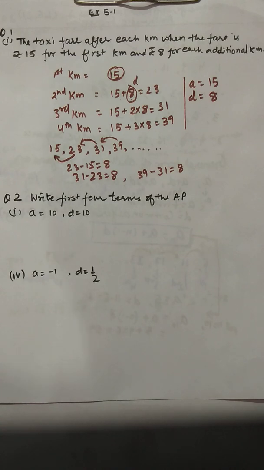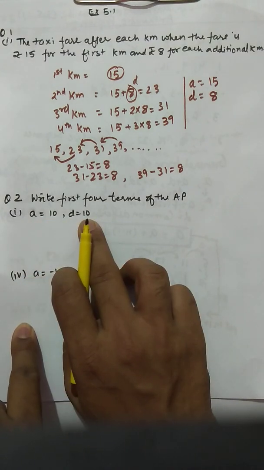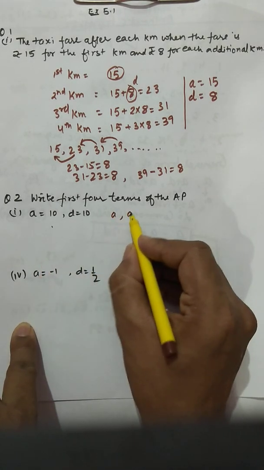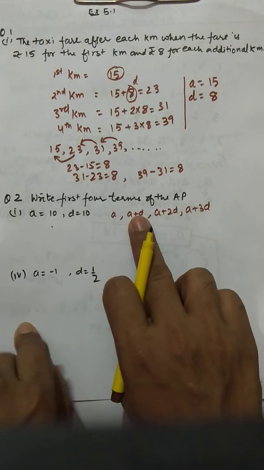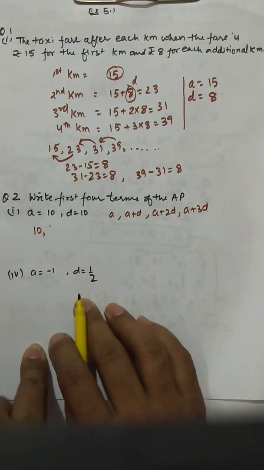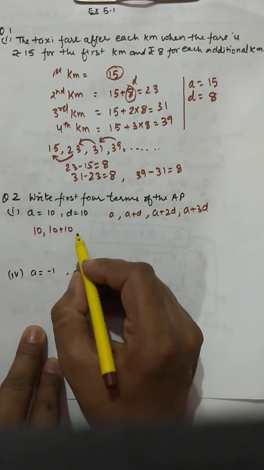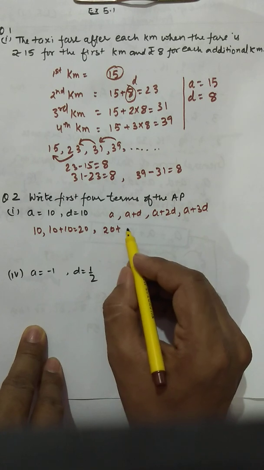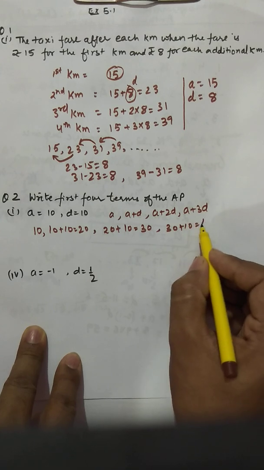Write the first 4 terms of the AP. First 4 terms you have to write. Here A is 10 and D is also 10. You know the general form is A, A plus D, A plus 2D, A plus 3D. You have to add D to every next number. We start from 10, then A plus D means 10 plus 10, which is going to be 20. Then 20 plus 10 is 30. Then 30 plus 10 is 40.